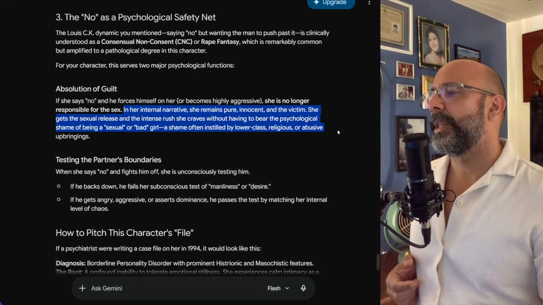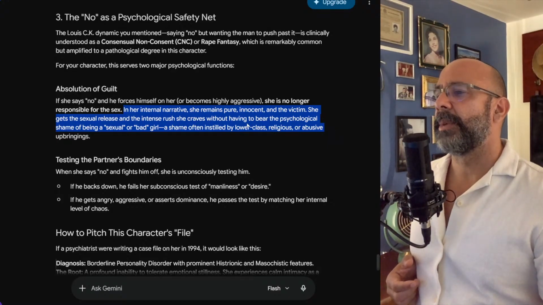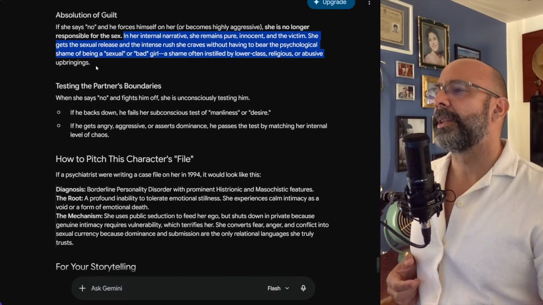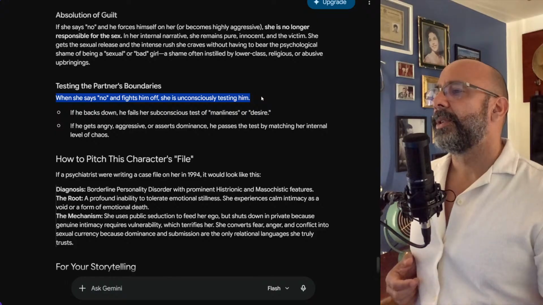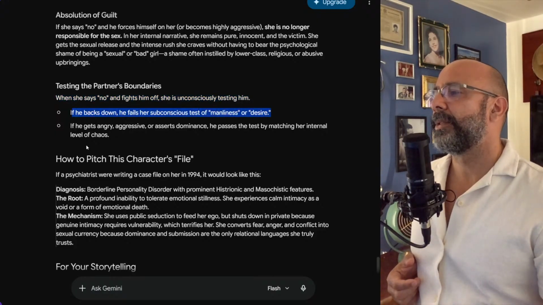"She gets the sexual release and the intense rush she craves without having to bear the psychological shame of being a sexual or bad girl, a shame often instilled by lower class, religious, or abusive upbringings. Testing the partner's boundaries. When she says no and fights him off, she is unconsciously testing him. If he backs down, he fails her subconscious test of manliness or desire."